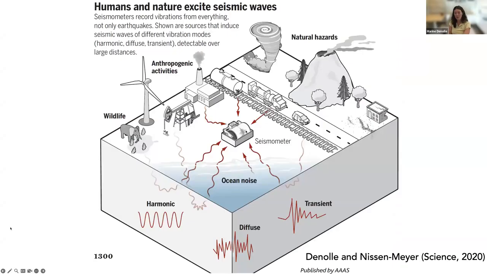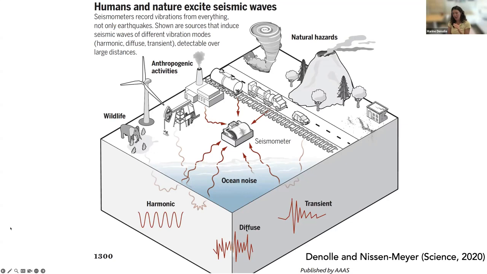From these seismometers, shown with this old school one, we can understand a vast range of processes. They can be natural hazards like volcanoes, tornadoes, large storms. We can see the trains, we can see the cars. We can feel very interesting anthropogenic activities in wind farms. We can hear elephants. We can hear all kinds of animals and whales from these seismometers.